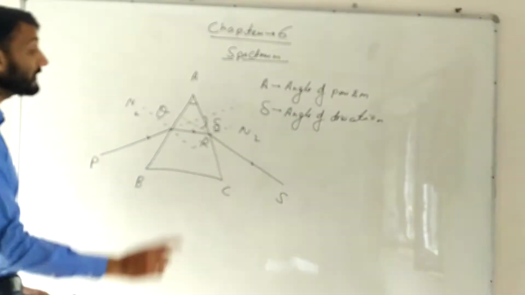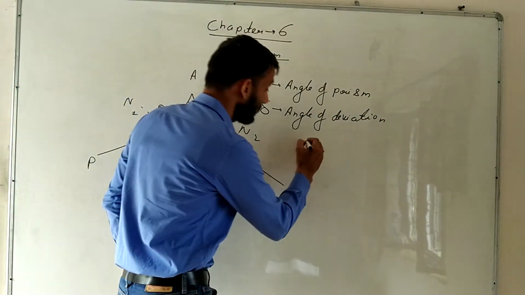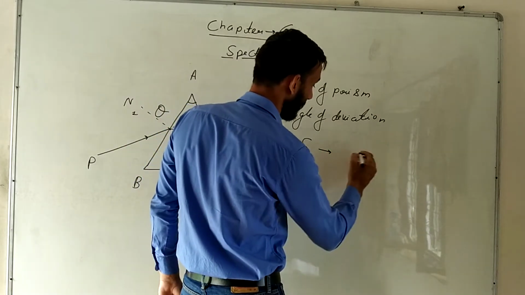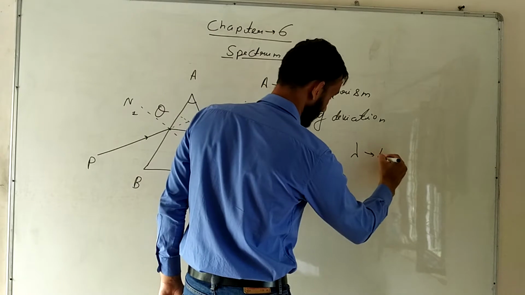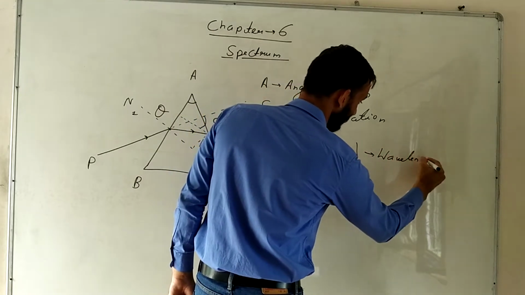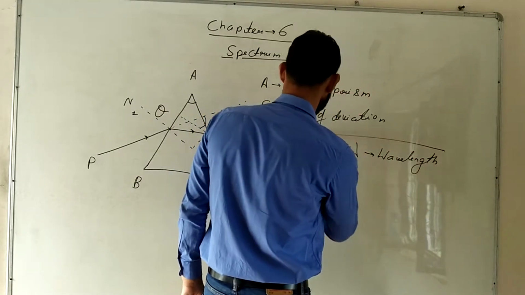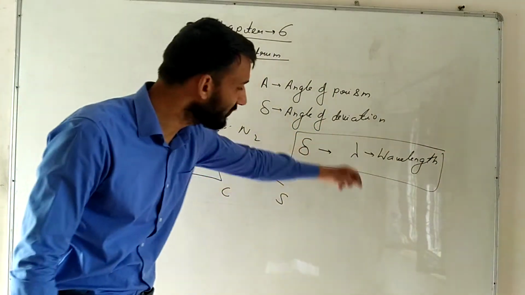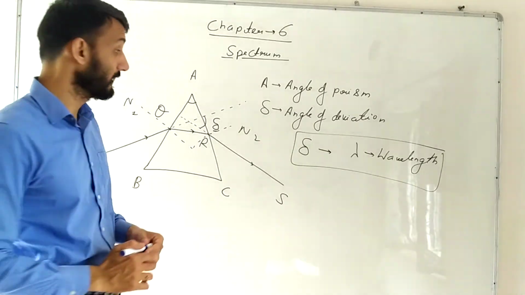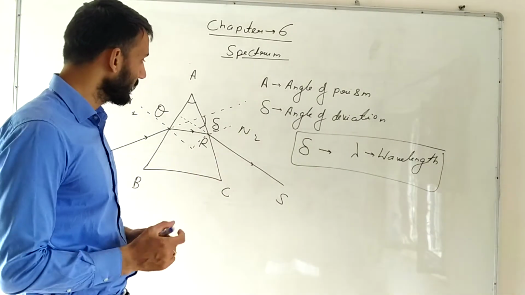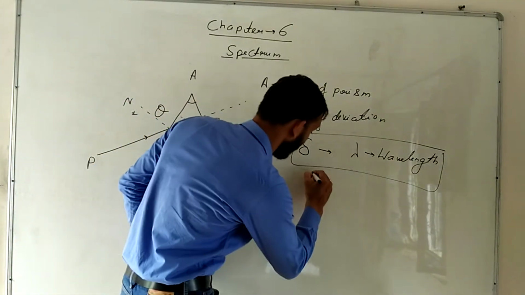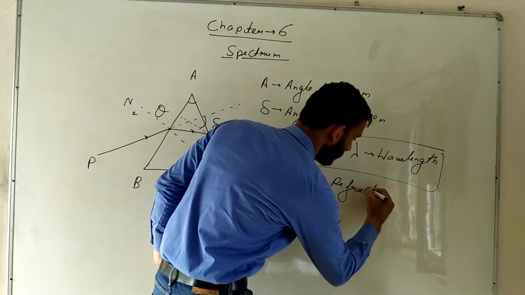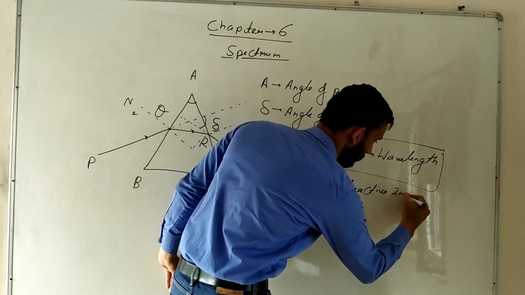Now, we need to understand how this deviation has a relation with the wavelength of light. So how does this deviation depend on the wavelength of light? Okay, so there is something called refractive index, mu. Mu is refractive index, which we know about.